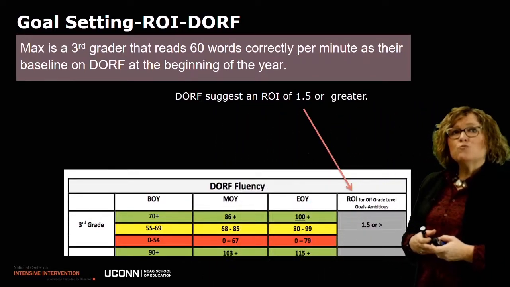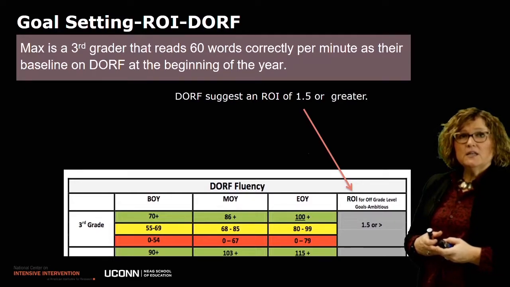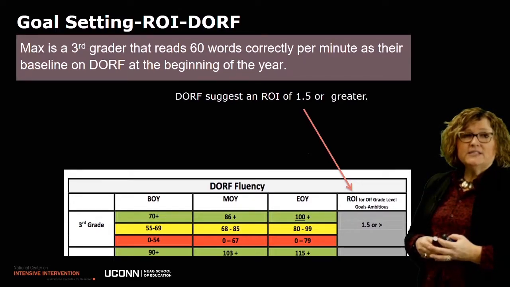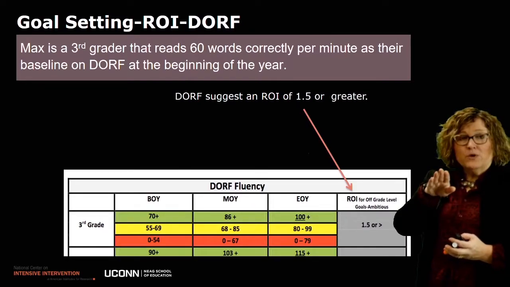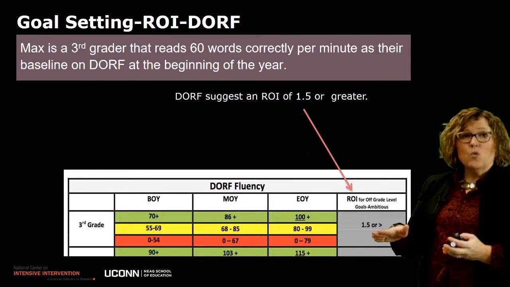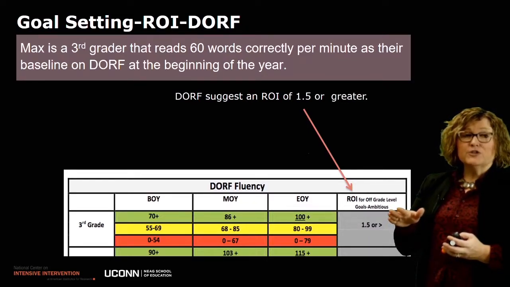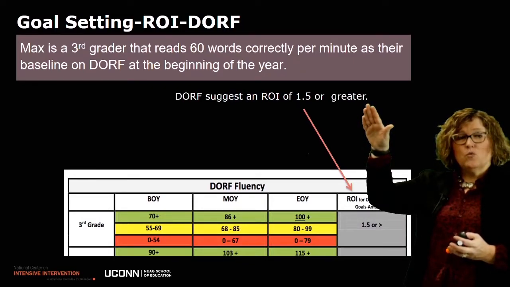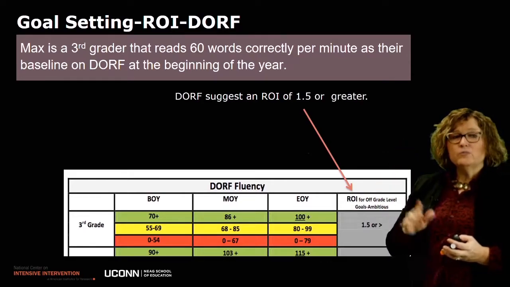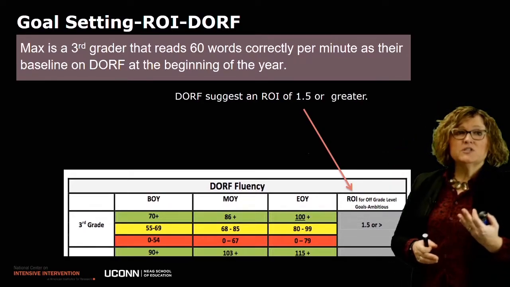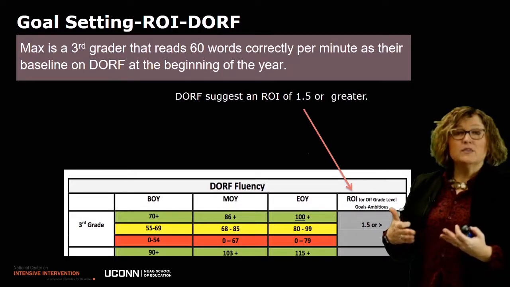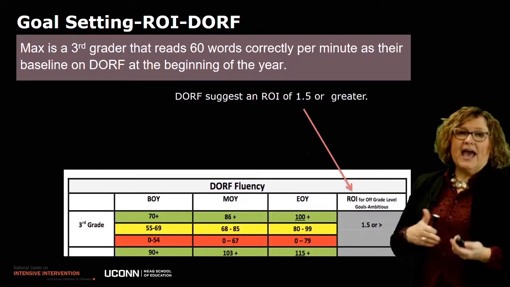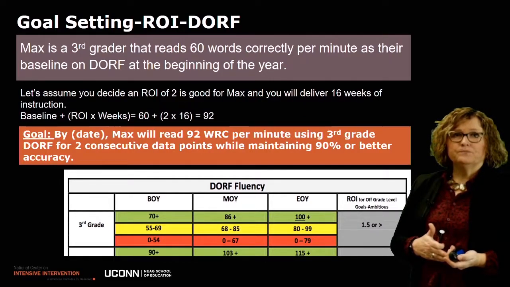Okay. If we were using rate of improvement instead, in the DIBELS oral reading fluency, they suggest for third grade that we have an ROI of 1.5 or greater. So this would be for goal setting for students who are off grade level. This would be an ambitious rate of improvement, okay? So suggestion of 1.5 or greater. Remember, rate of improvement, we're gonna multiply that times the number of weeks that Max is gonna be in the progress monitoring routine and add that to our baseline to determine that goal.